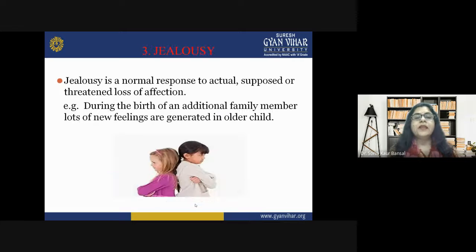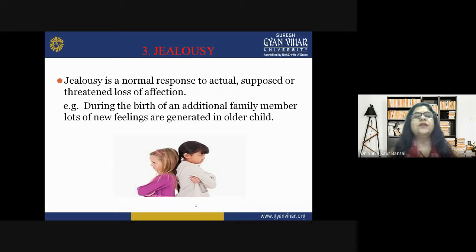Now, the third important thing that has to be understood is very common in today's children, and children show it in their peer group as well as with siblings. So jealousy is a normal response to actual, supposed or threatened loss of affection. Why do children become jealous of each other? Because they are fearful that they will lose affection and attention. That's why they are jealous.